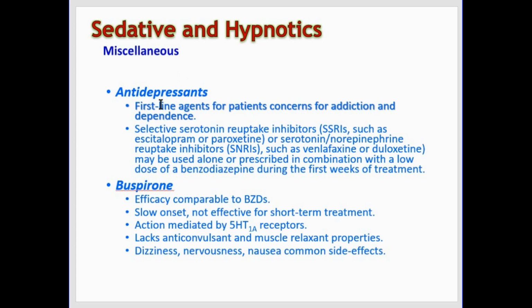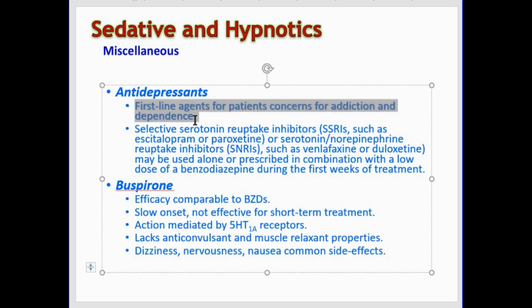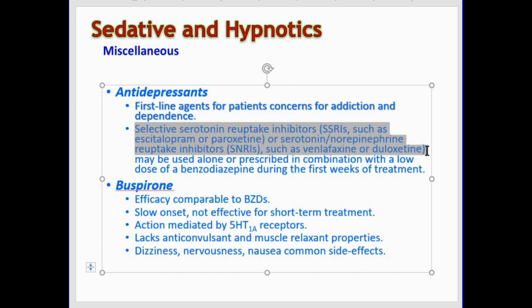Okay, and then we have some miscellaneous drugs like antidepressants and buspirone. Remember, I just explained that there is a risk that the patient might abuse these drugs, right? In case you have that kind of concern for a patient, these drugs can be used. These drugs are first-line agents for patients concerned about addiction or dependence. But the limitation of these antidepressants is something we're going to discuss in the next chapter. Don't worry about this. For this chapter, just treat everything as an antidepressant.